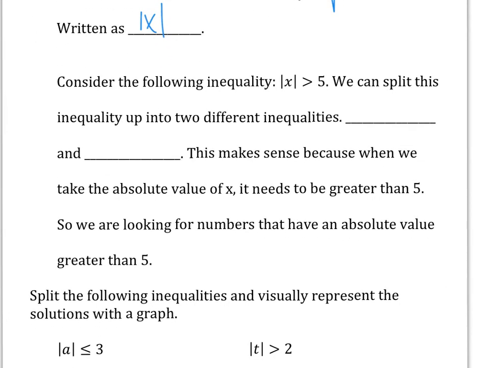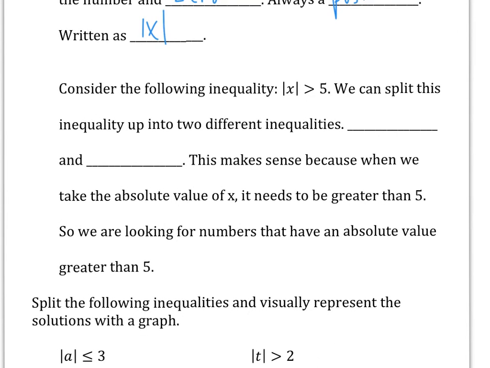Consider the following inequality. The absolute value of x is greater than 5. We can split this inequality up into two different inequalities: x is greater than 5 and x is less than negative 5. This makes sense because when we take the absolute value of x, it needs to be greater than 5. So we are looking for numbers that have an absolute value of greater than 5.